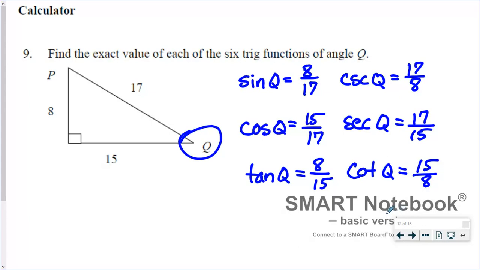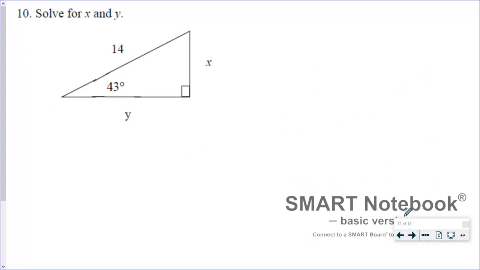Hopefully you're seeing a theme by this point, lots of SOHCAHTOA. So please remember SOHCAHTOA. All right, solve for x and y. Here we're using more SOHCAHTOA. You can only solve for one at a time. I'll solve for x first.